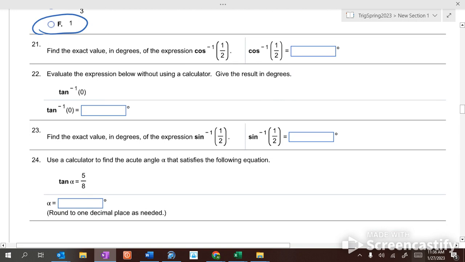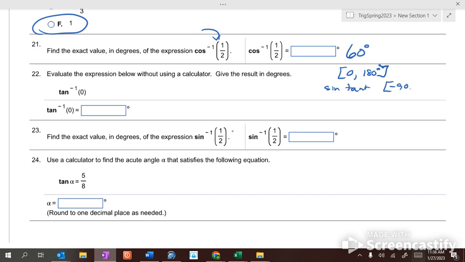Now you look at your unit circle and you go backwards. Where is the cosine equal to 1/2 at? Well, that's equal at 60 degrees. And for cosine, I'm going to use anywhere from 0 to 180 degrees. For sine and tangent, I'm going to use anywhere from negative 90 to 90 degrees. So where is tangent 0 at?